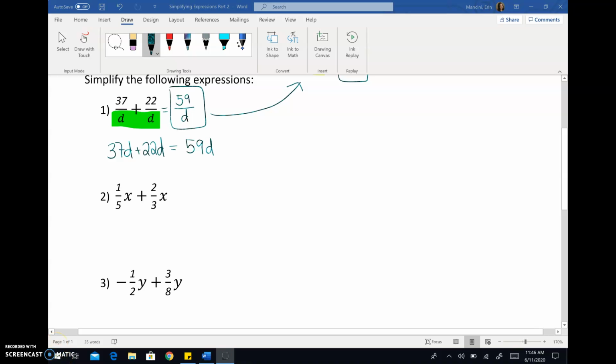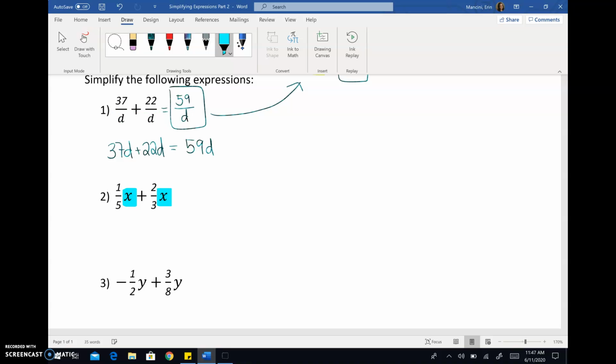I have 1/5 x and I add 2/3 x. How many x's do I have? You know, I should have mentioned this first, but I can add these together because they are like terms. And the reason they're like terms is because they both have an x as their variable. And the one above was like terms because they were both being divided by the same variable, which is d. Anywho, I have 1/5 x and I add 2/3 x.